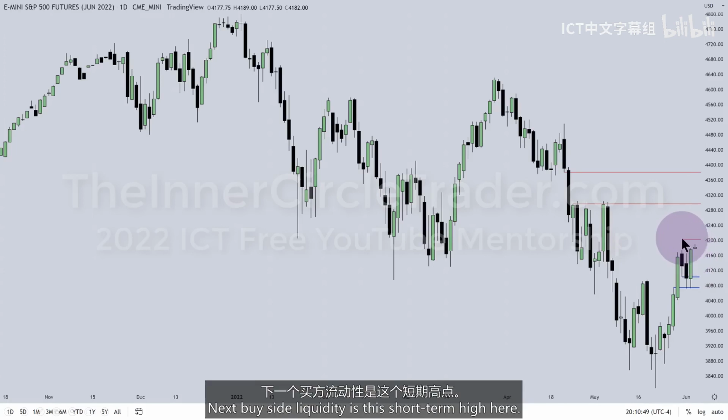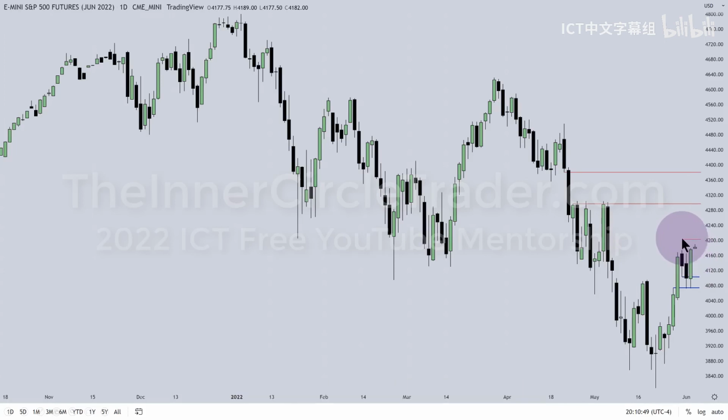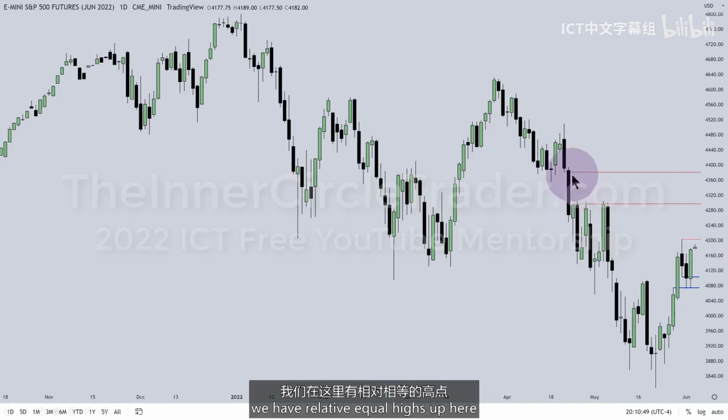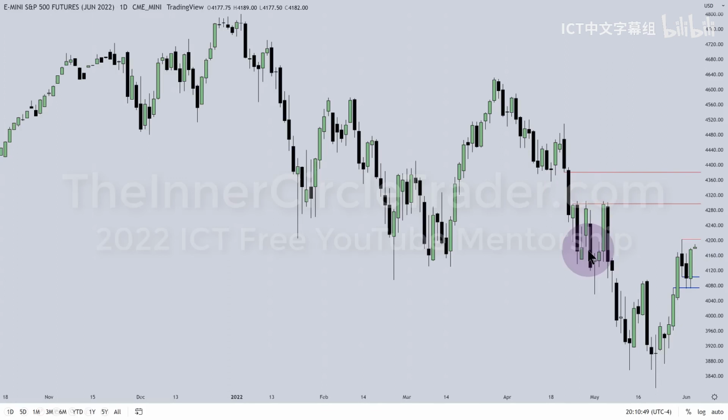Next buy side liquidity is this short-term high here. And then if we can get some acceleration on the upside, we have relative equal highs up here in that fair value gap.